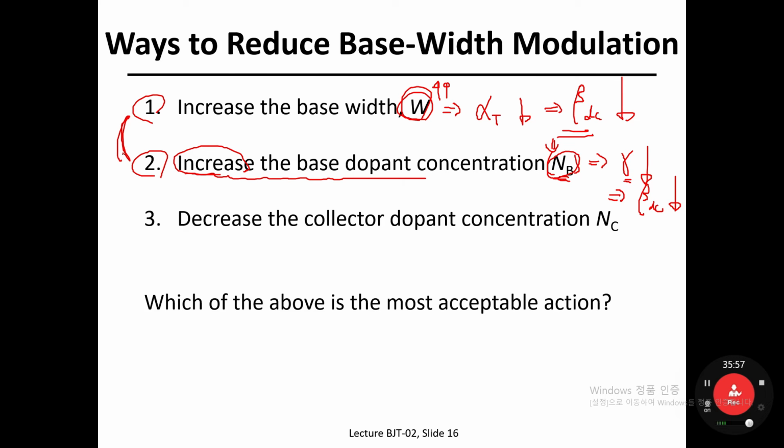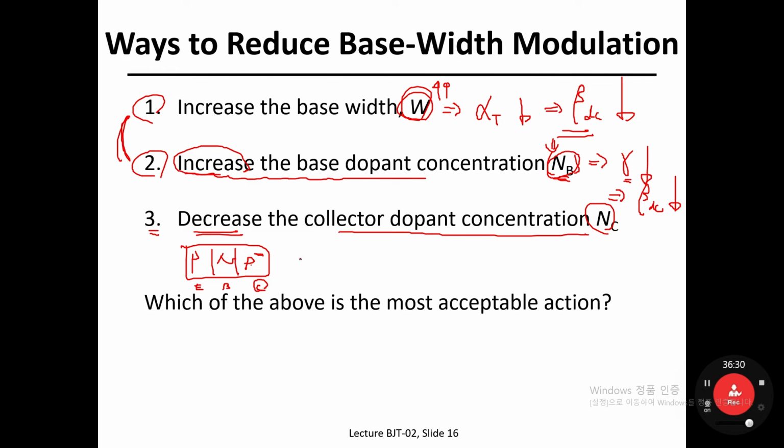So those two options sound reasonable. However, the trade-off is bad. Let's go to the third way to reduce base width modulation. The answer is we can decrease, not increase, but decrease collector dopant concentration N sub C. So for a given PNP BJT, emitter, base, collector, your collector side doping concentration should be decreased.